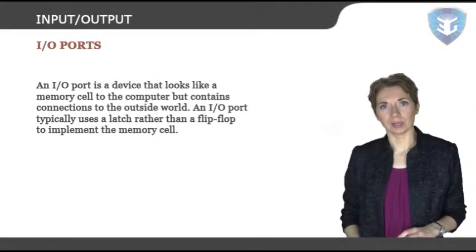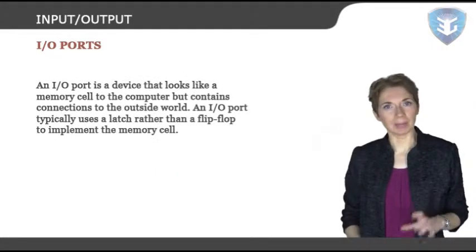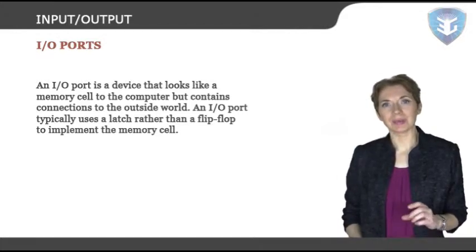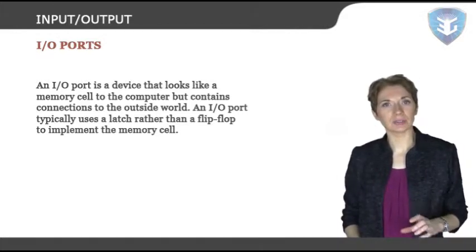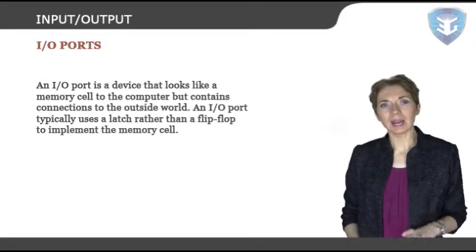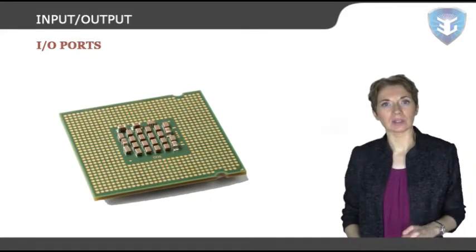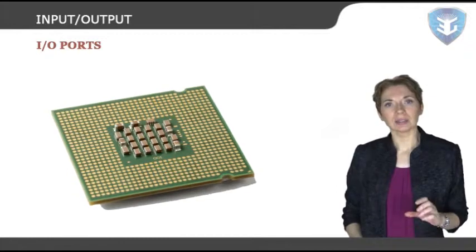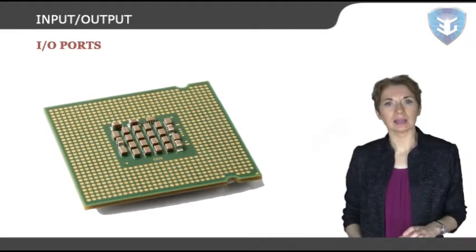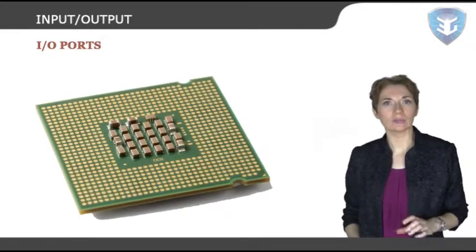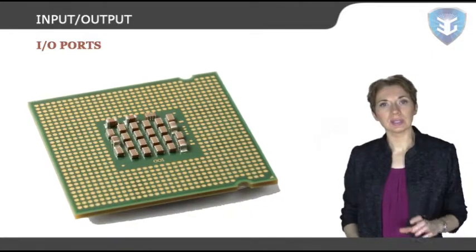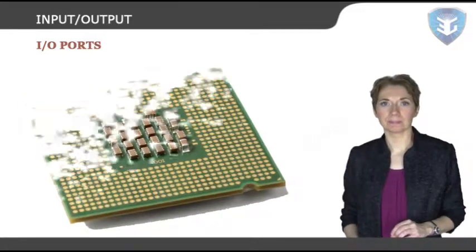An I/O port is a device that looks like a memory cell to the computer, but contains connections to the outside world. An I/O port typically uses a latch rather than a flip-flop to implement the memory cell. When the CPU writes to the address associated with the latch, the device captures the data and makes it available on a set of wires external to the CPU and memory system.